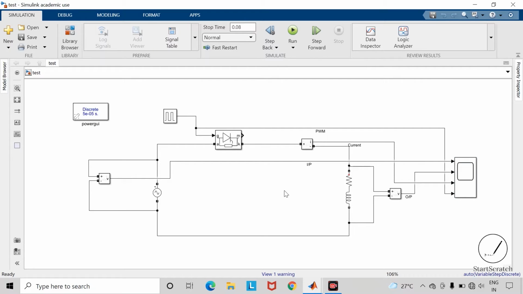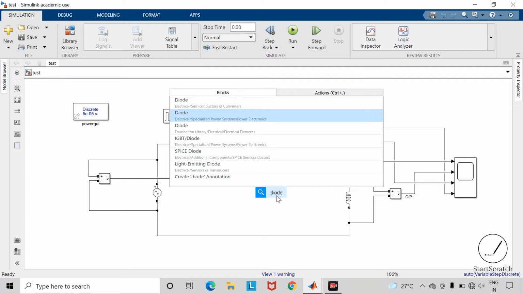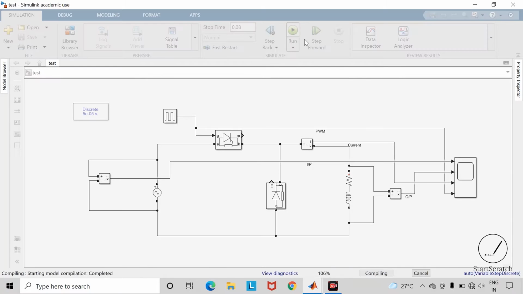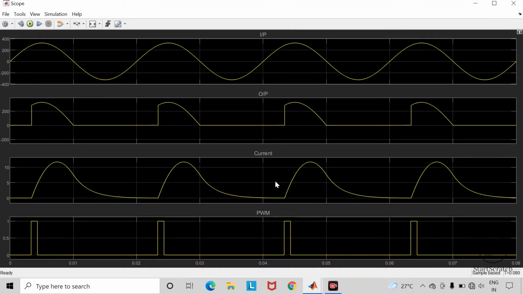Take the diode present in the specialized power system library. Rotate it and connect it in parallel with this load. Save the changes and run the simulation. Open the scope block. So here you can observe the change in output voltage and current waveform.